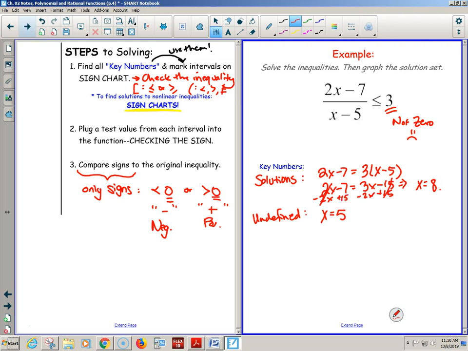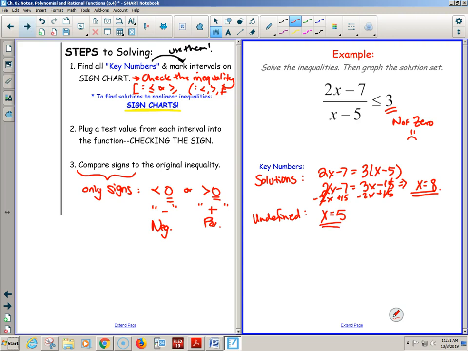Because that'd be a positive x and a positive 8. Okay, so if there's not a 0, it's a little bit nastier. I don't just set the top equal to 0. I have to actually solve it for the solution. There's a little extra step if it's not 0. But do I still have my 2 little numbers?